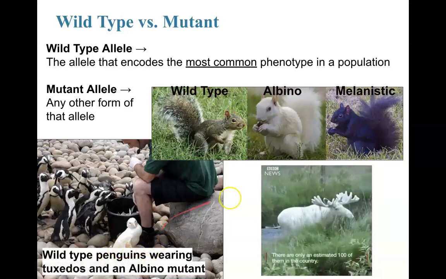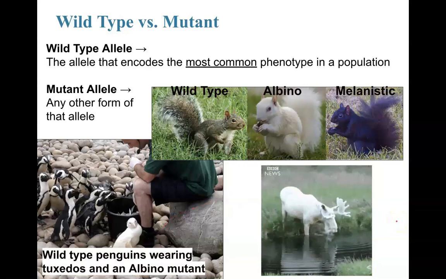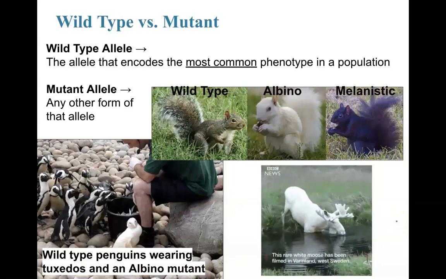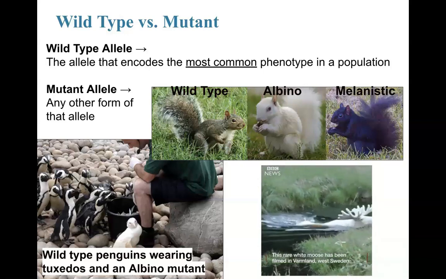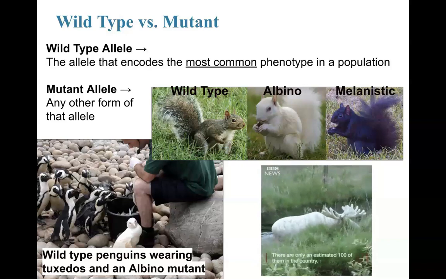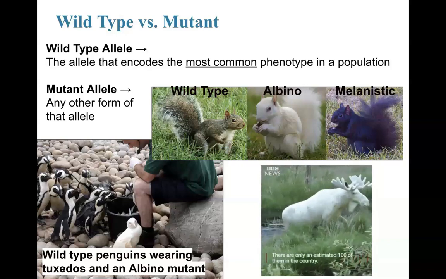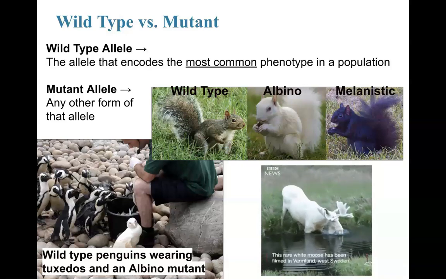Here's another example of albinism. Really neat looking guy, showing you that rare white moose. This was filmed in Sweden. So yeah, just not as common in a population. These are termed mutant alleles. The more common version is wild type, not dominant.